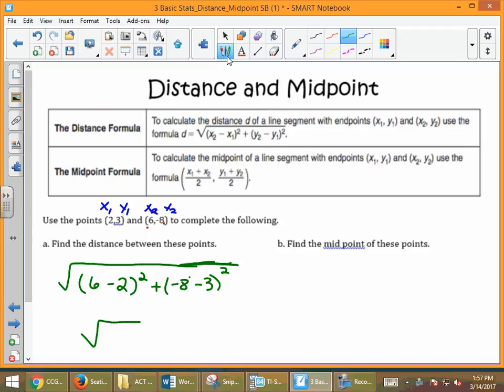You're not going to include the radical. Plug it into your calculator exactly how it's written, no different. Parentheses 6 minus 2, close parentheses squared, plus parentheses negative 8 minus 3, close parentheses squared. This is exactly how it looks.